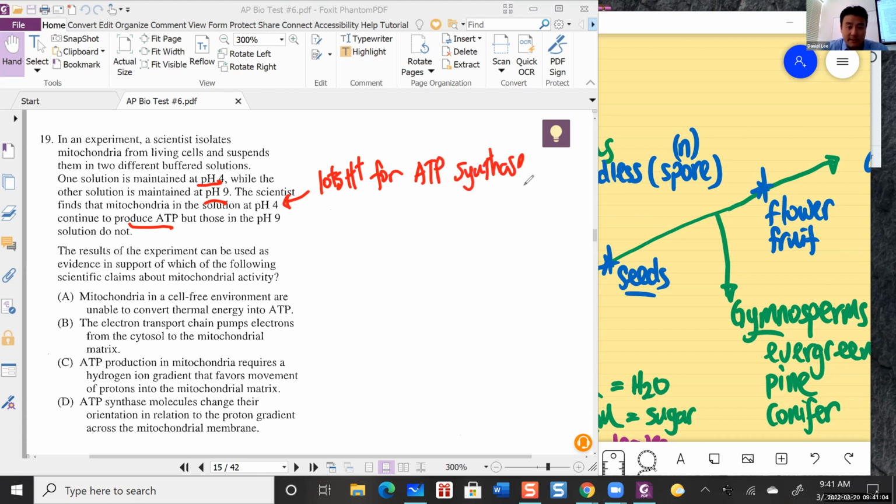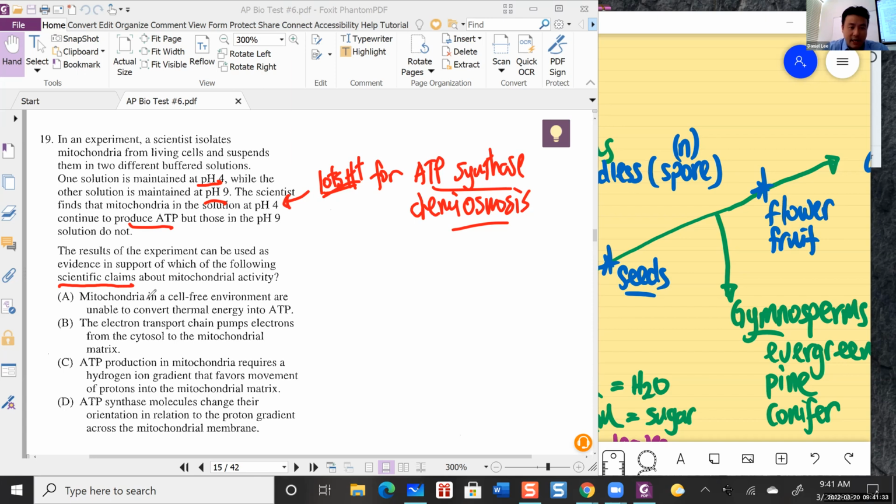Remember chemiosmosis? Chemiosmosis is how the mitochondria electron transport chain makes ATP. So you need a lot of protons for the proton gradient. But those in pH 9 did not. Okay, that kind of makes sense. That's my hypothesis. The results of the experiment can be used as evidence to support which of the following scientific claims. So for these kinds of questions, you got to read every choice, yeah, to eliminate.